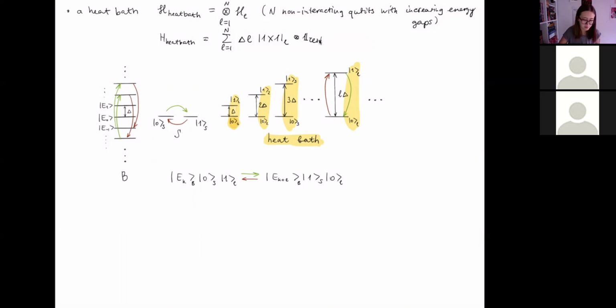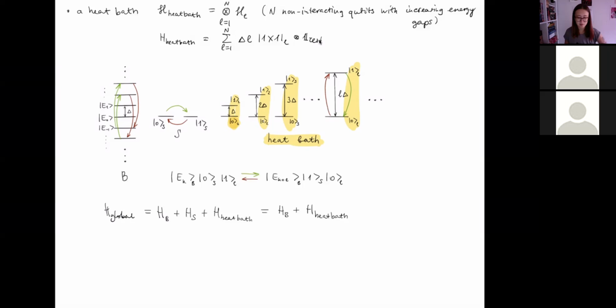Okay, so then what we can write, first we write the global Hamiltonian, which is just the sum of these local Hamiltonians. We assume that energetically, these three systems are not coupled. So it's just the Hamiltonian of the battery, the Hamiltonian of the system, and the Hamiltonian of the heat bath. The Hamiltonian of the system is 0, so it's just the sum of the Hamiltonian of the battery and the heat bath.